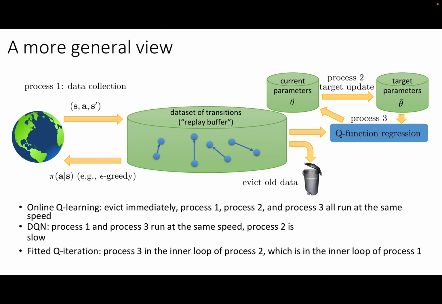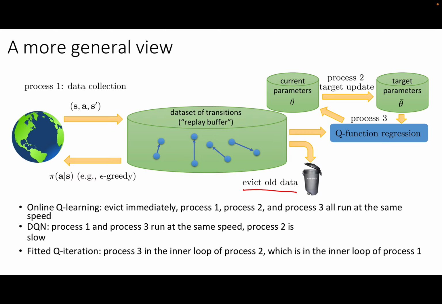So here we learn a couple of algorithms. Online Q learning: evict all data immediately. Process 1, 2, and process 3 all run at the same speed. That is called online Q learning. So online means it tries to collect data and at the same time uses the data to train the network. So online means it does not do something in advance. If you do something in advance, that is often called an offline algorithm. If you do something before you do something else, then that is called an offline algorithm.